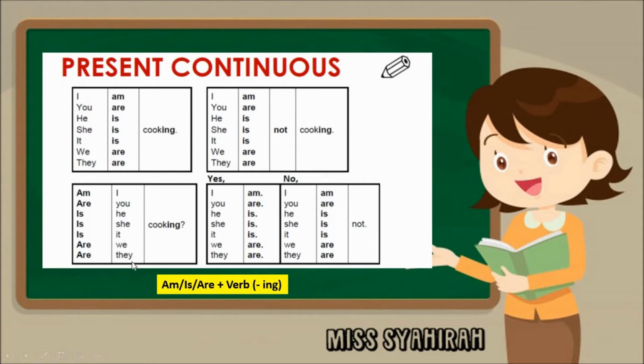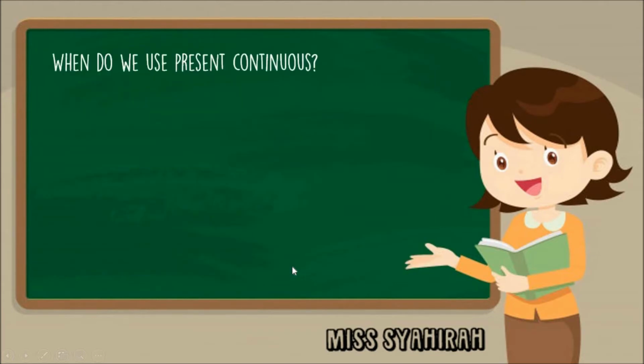For questions, bring the verb to be to the front, bawa ke depan. Am, are, is. Am I cooking? Are you cooking? Is she cooking? And then answer, yes, I am. No, I am not. This one is present continuous. So remember, continuous. Ada ing, cooking, playing, going. Alright? Okay, when do we use present continuous?